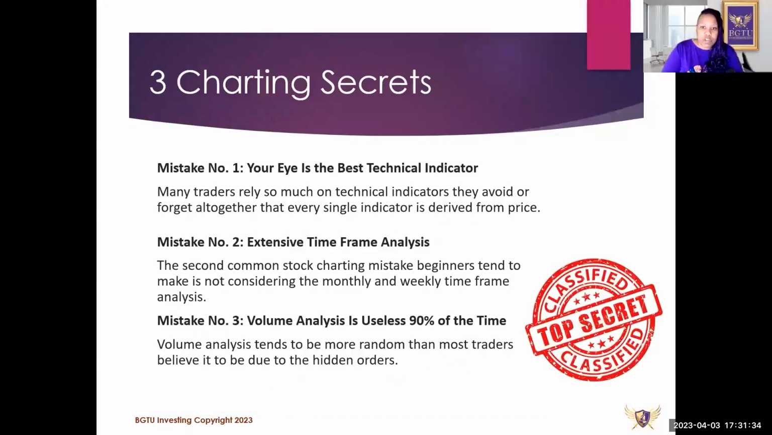So, 3 charting secrets. Number 1, your eye is your best technical indicator. You need to look to the left, to the left, to the left. That's going to give you your support and resistance. It's going to tell you what's happened in the past. A lot of times the past repeats itself. It doesn't mean it's going to look exactly in the future the way it did in the past, but it's giving you clues to what you may see in the future.